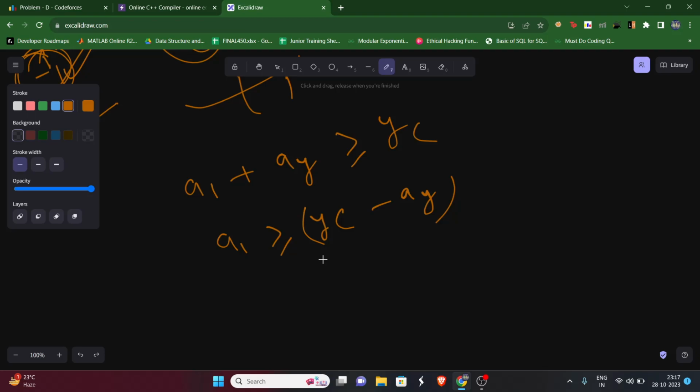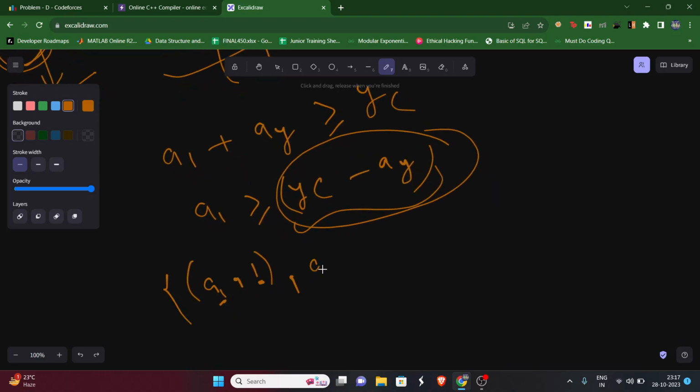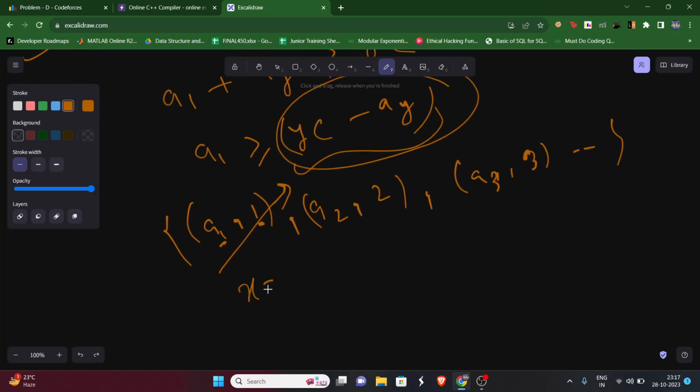Now if we keep this value, we have all the cities, right? Something like a1 comma 1, this is the population of one city, and this is the city number. Similarly a2 comma 2 and a3 comma 3, and we can go up to n. We know that we are already taking out one city, so initially we have x equal to the population of one city.